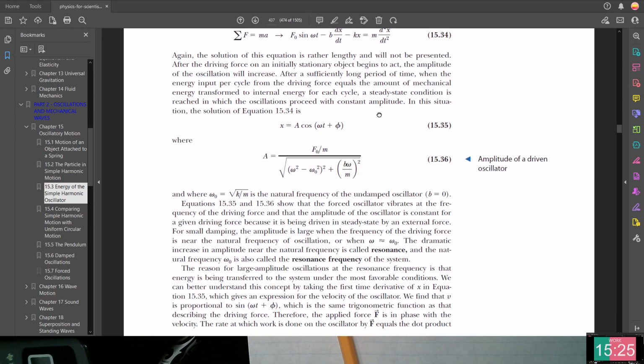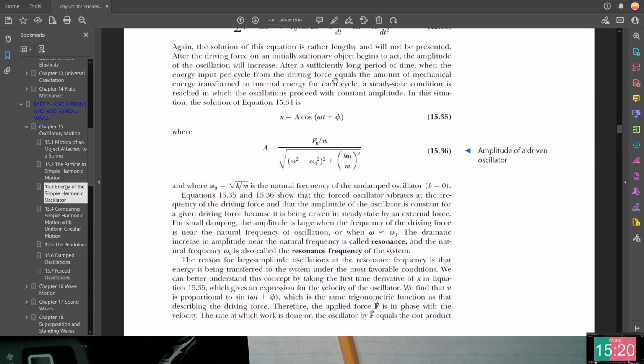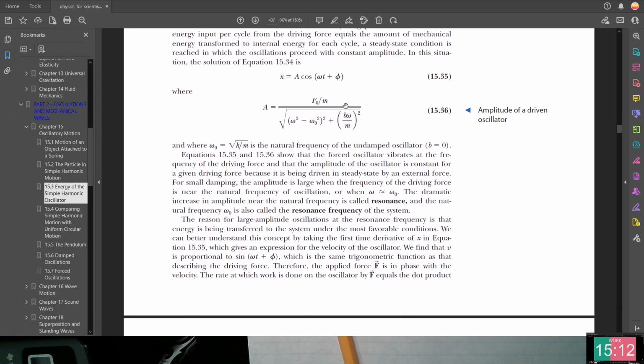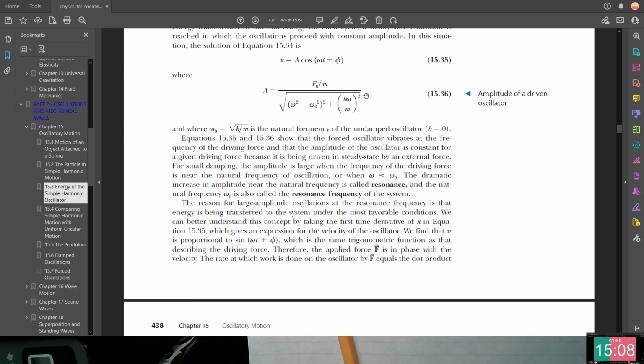Again, the solution of this equation is rather lengthy and will not be presented. After the driving force begins, the amplitude of the oscillation will begin to increase. After a sufficiently long period of time, you get this formula. Now you can calculate the amplitude of this, which is listed like 57, but I'm just going to add it into my 6.